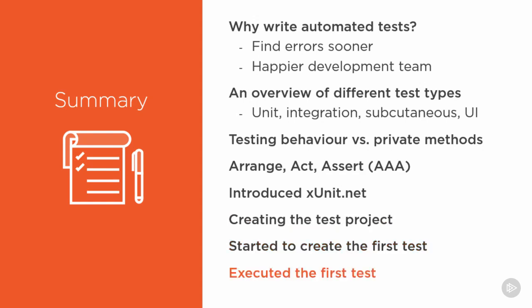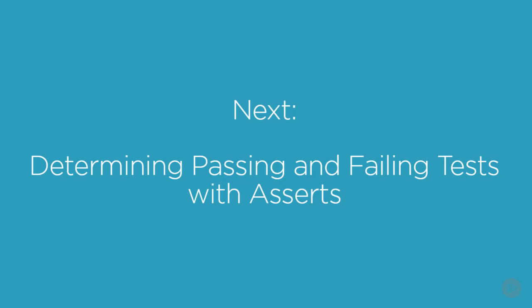We saw how we can execute this test at the command line, or using Visual Studio's Test Explorer. Join me in the next module when we'll complete our first test by adding an assert. We'll also learn how to write asserts against different types of results, such as strings, objects, booleans, collections, and object types.